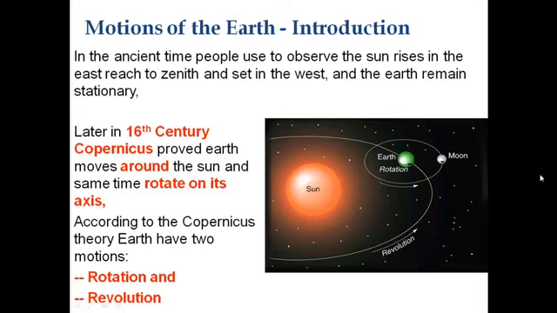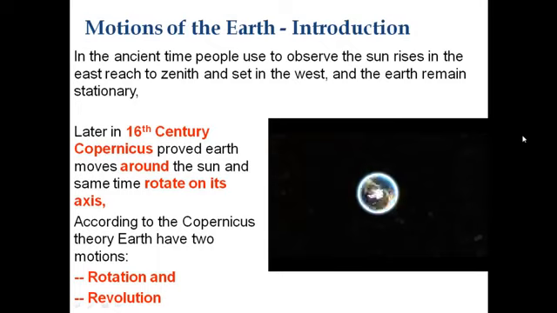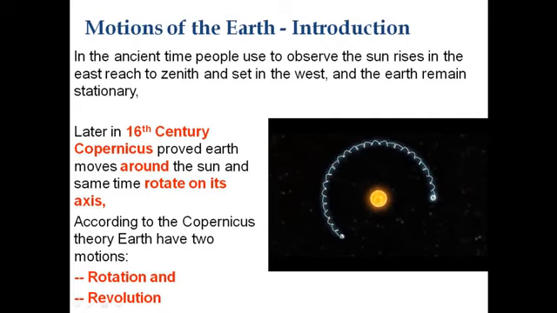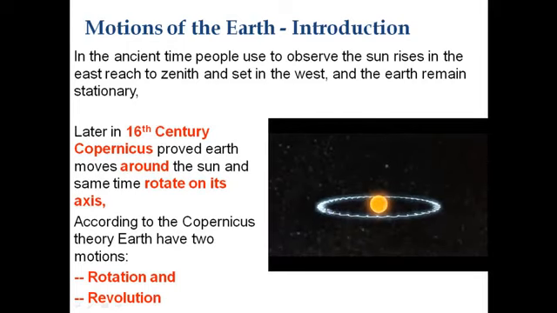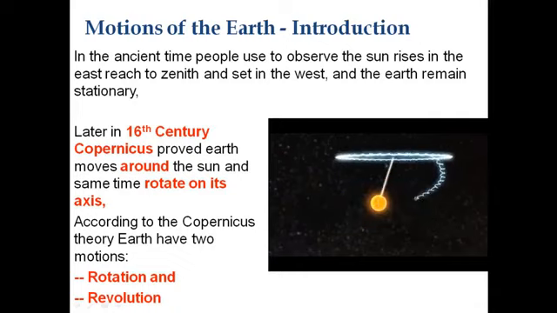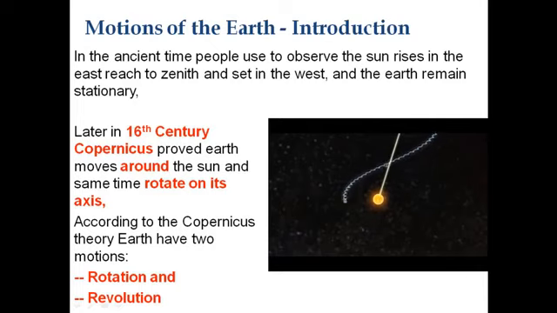Now we'll watch a video clip to understand these two motions in detail. This is the latest observation and research about the motions of the Earth. Earth revolves about the Sun as well as rotates on its own axis. This jagged motion is called the wobbling of Earth on its own axis due to the gravitational pull of the Moon and Sun. At the same time, Earth is also moving along with the Sun on an elliptical orbit.